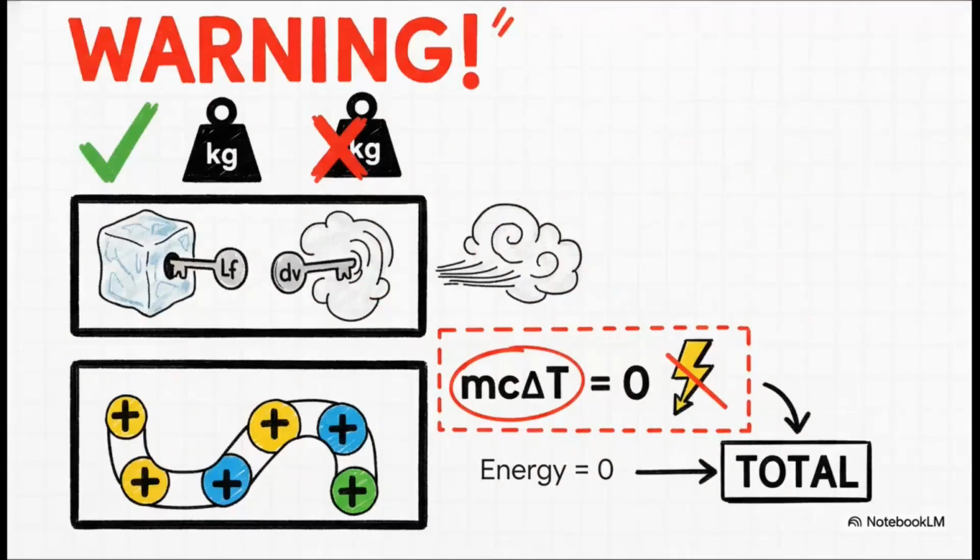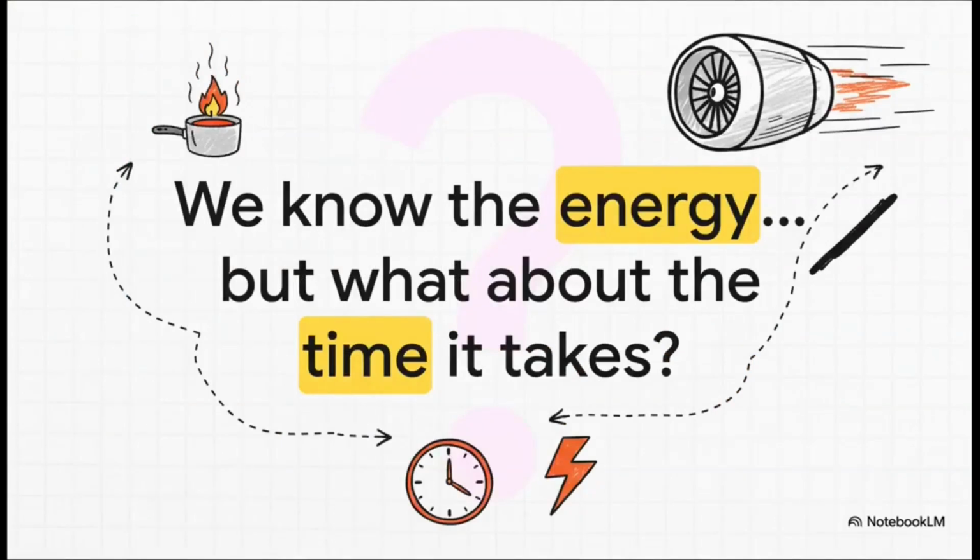And finally, let's avoid the easy mistakes. First, please always convert your grams to kilograms. The formulas demand it. Second, double check that you're using the right L value. LF for melting, LV for boiling. Third, never ever try to use E equals mcΔT for a phase change, because the change in temperature is 0 and the formula just won't work. And last, for those multi-step journeys, don't forget to add up the energy from every single step to get your final answer. So now you have all the tools to calculate the total energy needed for any phase change journey.